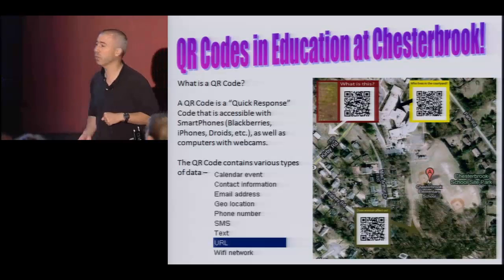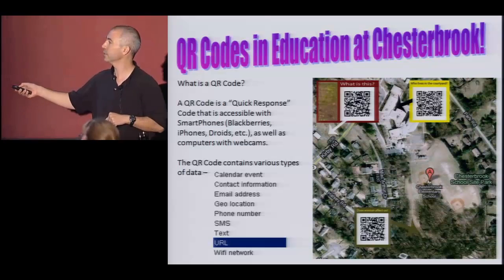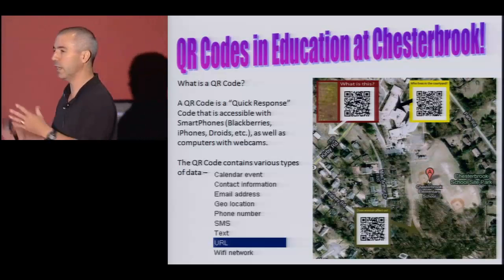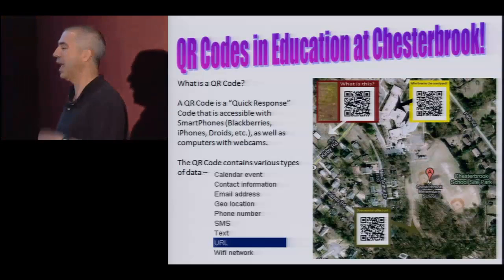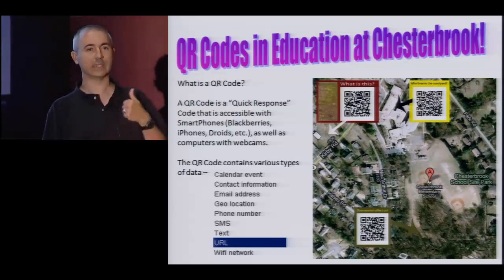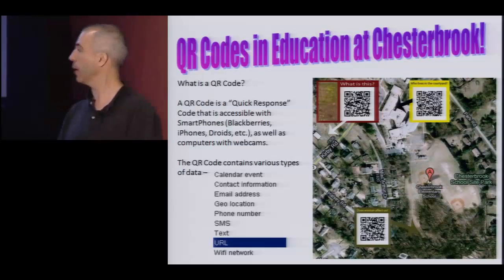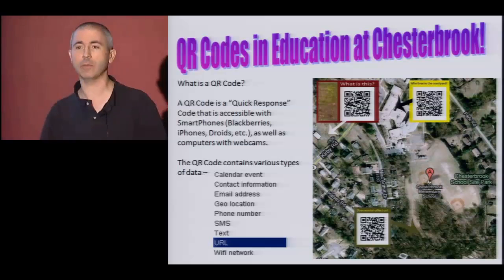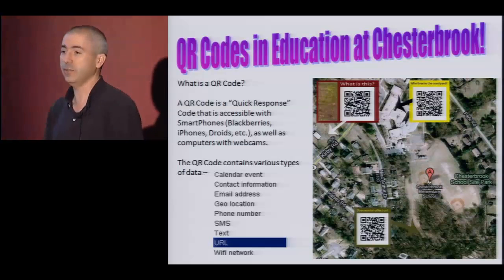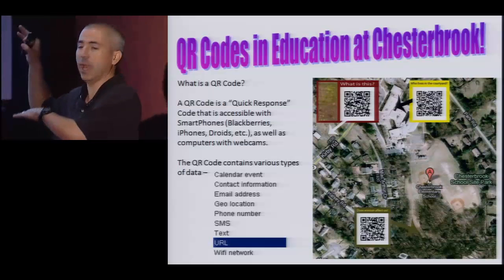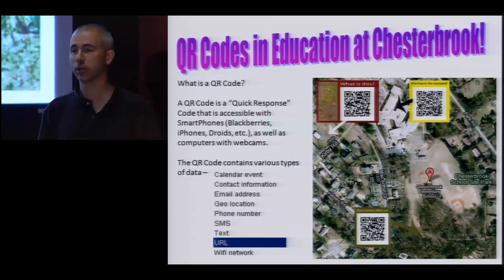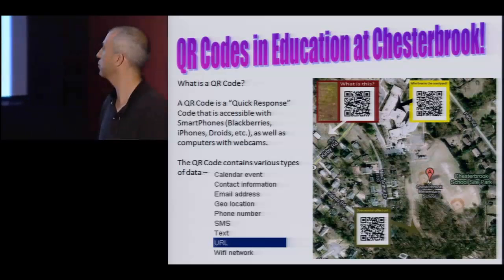Some of the things that a QR code can contain are calendar events, contact information, email addresses, geolocation information, phone numbers, SMS texts, and when you see the word text down there, that's a different type of text, which we'll talk about as well. URLs, which is probably your primary use, and then even Wi-Fi networks. And this is just a list from the QR code creator that I like to use, and we'll talk about that a few slides from now.